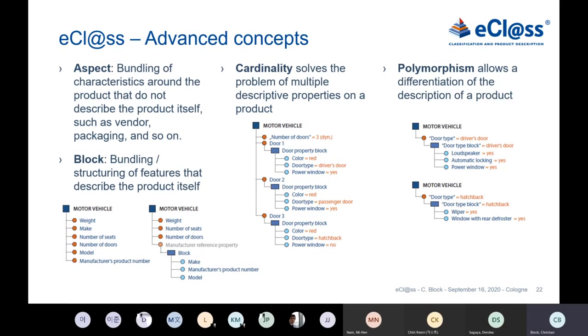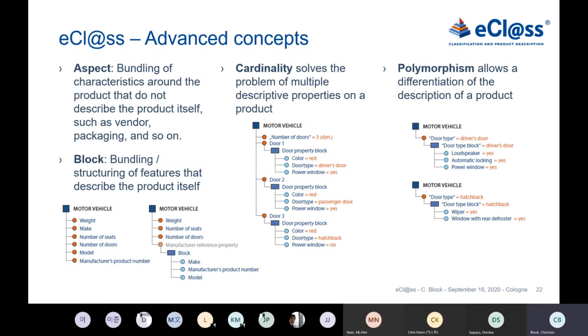So you would use the cardinality and say only that this classification and an application class has a property for number of doors, and this number of doors is linked to a so-called block, and then dependent on the number of doors, the block describing a door is linked to the product description. So you have maybe 3 doors, and then you can describe all 3 doors in different ways.